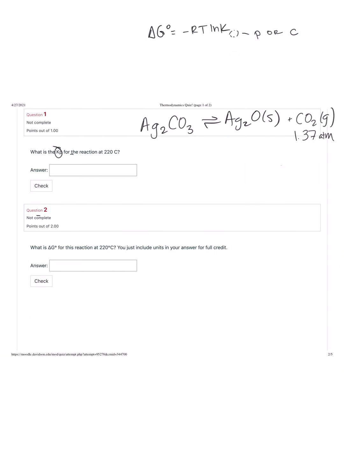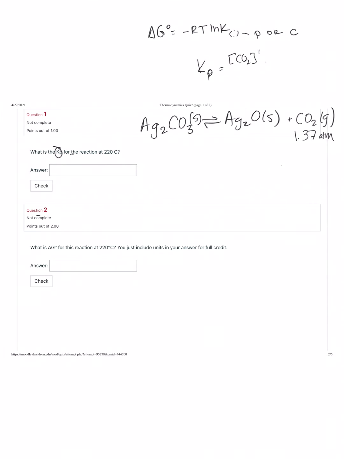To start, let's write out the equilibrium expression. Our Kp is going to be the partial pressure of CO2 gas raised to the 1 power times Ag2O. Oh, wait, that's a solid. Over Ag2CO3 to the 1. Oh, wait, it's also a solid. So our Kp is just plain old CO2.